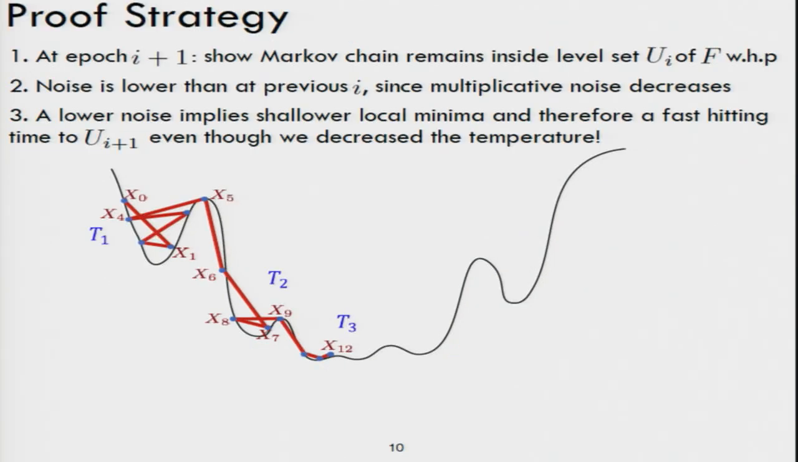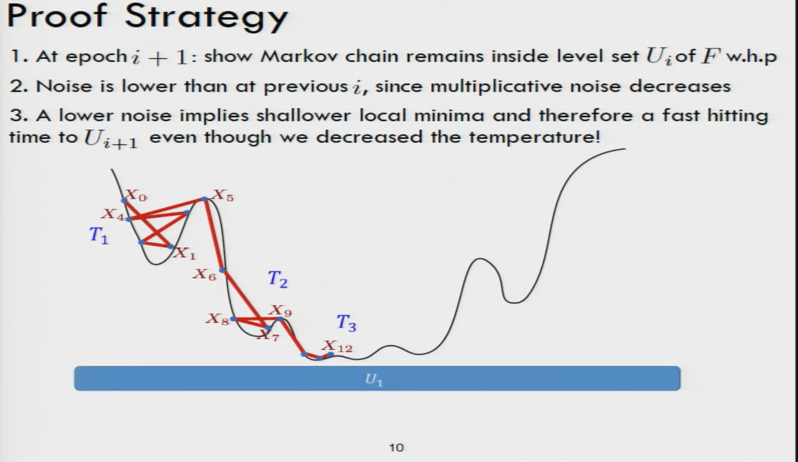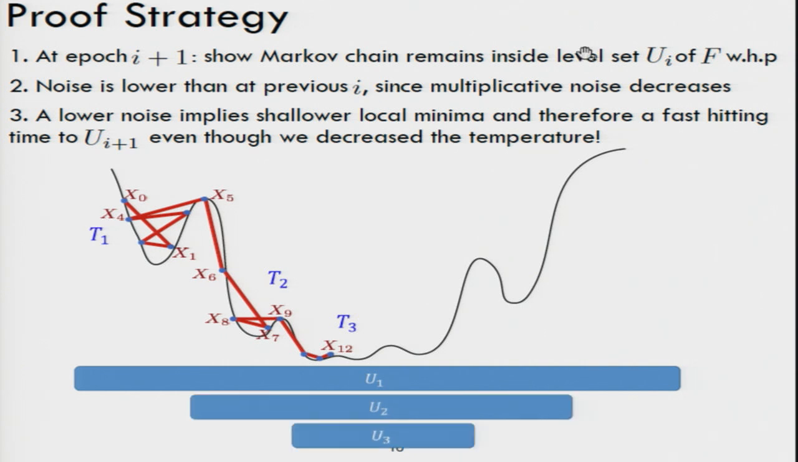Okay, so how do we prove our running time bounds? Here we're running the Markov chain on the non-convex function f hat, which approximates the convex function f. The strategy that we use is we divide the space into the level sets of the convex function f. And we show that as we decrease the temperature of the Markov chain, the Markov chain concentrates in smaller and smaller level sets of f, and therefore converges to the global minimum of f.